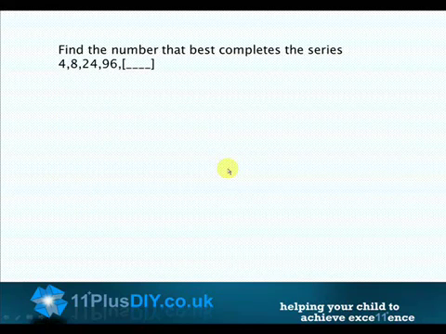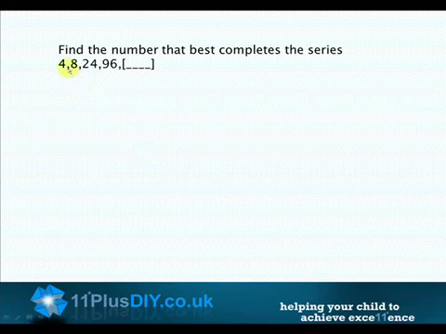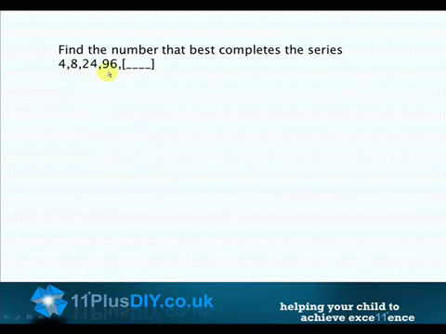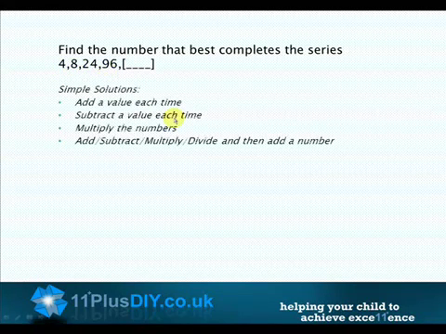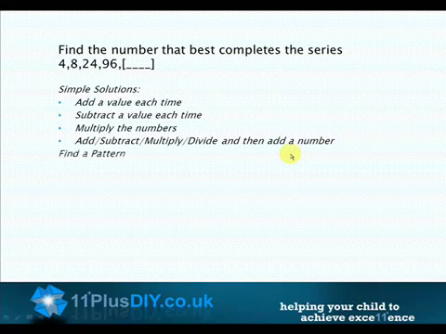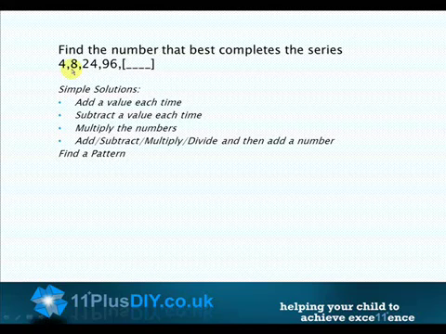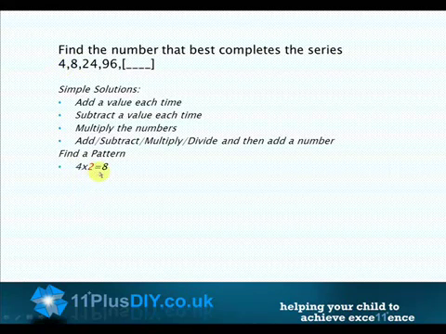Let's have a look at another example. Find the numbers that best complete the series 4, 8, 24 and 96. Again, we go through our common solutions of adding, subtracting, etc. and trying to find a pattern. So, let's have a look. How can we get from 4 to 8? We could say 4 plus 4 equals 8, but would 8 plus 4 equal 24? No. Well, what we could say is 4 times 2 is 8.